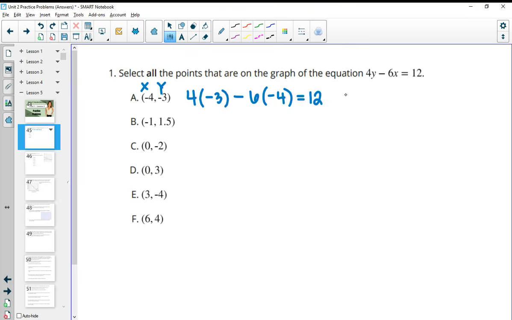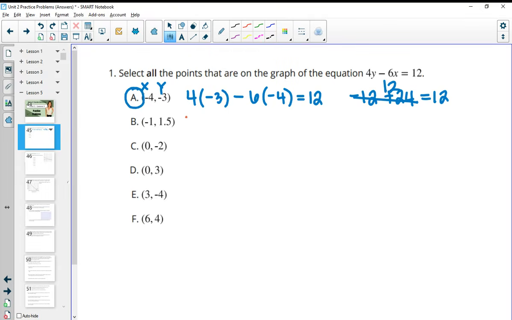So 4 times -3 is -12. -6 times -4 is +24. And then -12 plus 24 is 12. So 12 equals 12. A is a solution.